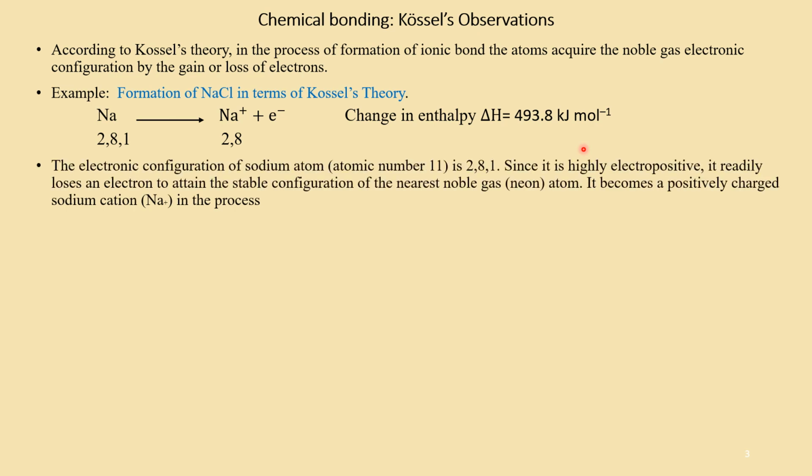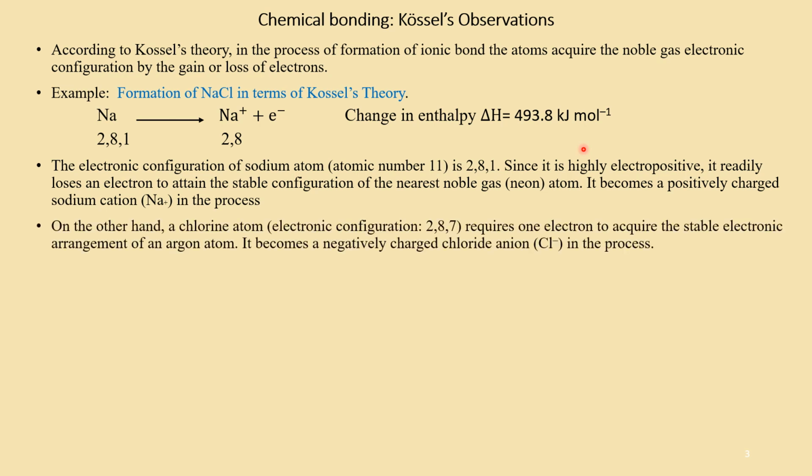Similarly, the electronic configuration of sodium, whose atomic number is 11, is 2, 8, 1. Since it is highly electropositive, it readily loses an electron to attain the stable configuration of the nearest noble gas, that is, the neon atom. It becomes a positively charged sodium cation, that is Na+, in the process. On the other hand, the chlorine atom, whose electronic configuration is 2, 8, 7, requires 1 electron to acquire the stable electronic arrangement of an argon atom. It becomes a negatively charged chloride anion in the process.